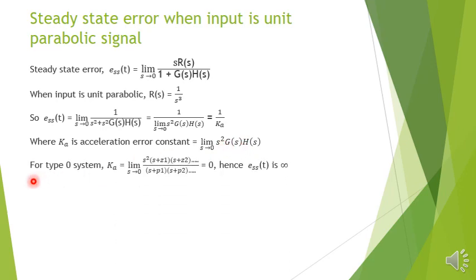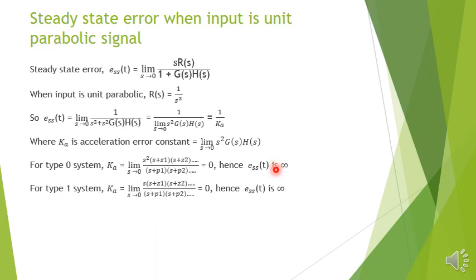Now we will see this one by one for each type of system. For a type 0 system, Ka is equal to limit as s tends to 0, s square times G(s)H(s), where this is a type 0 system. So when I substitute s tends to 0, it becomes 0, hence the steady state error is infinity. It means there is a large gap between the desired output and the actual output.